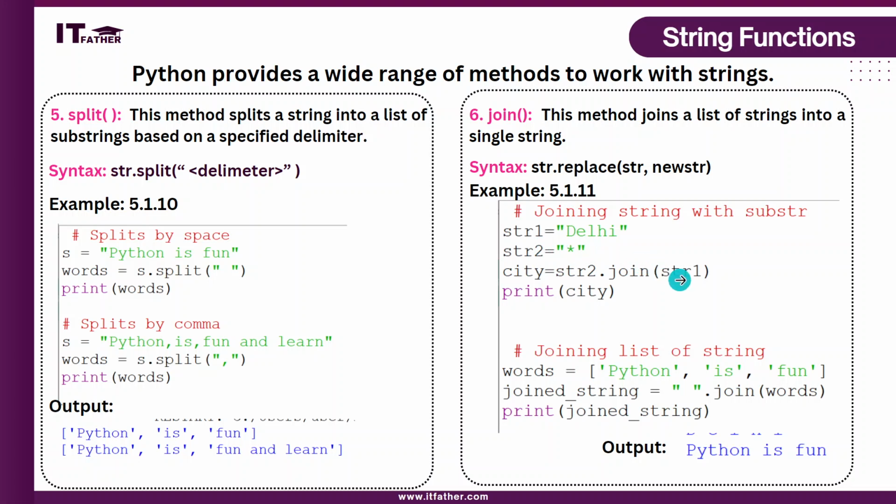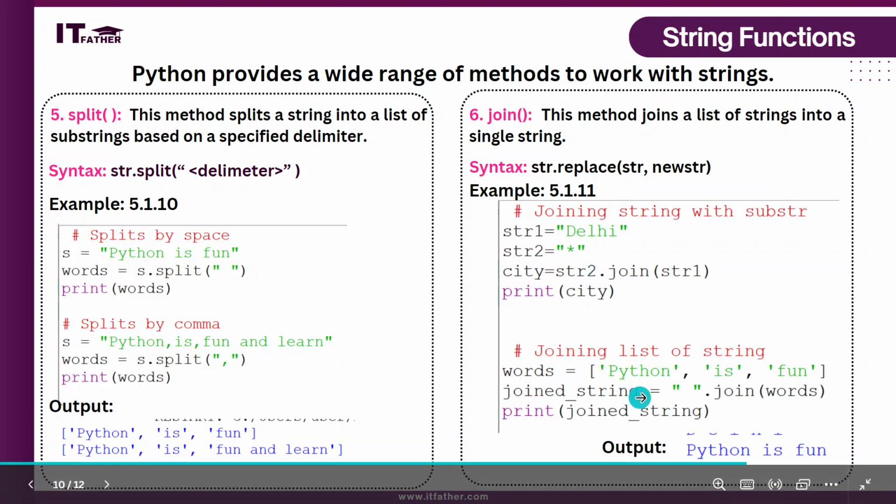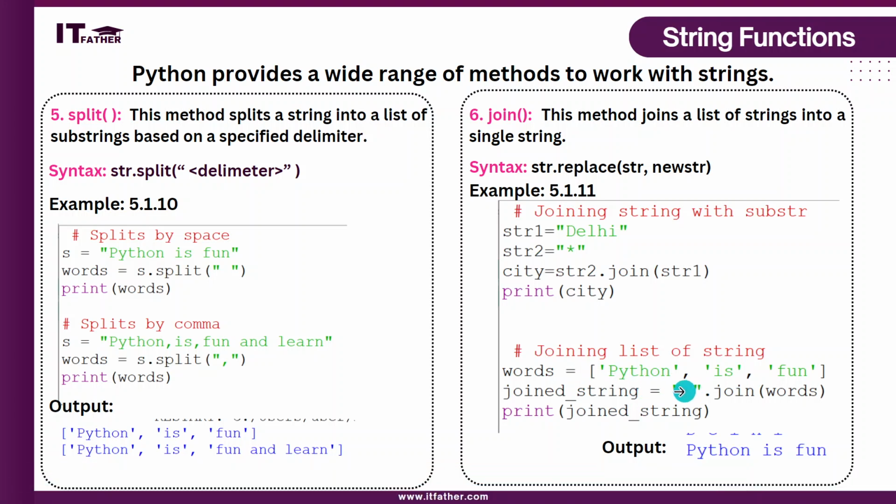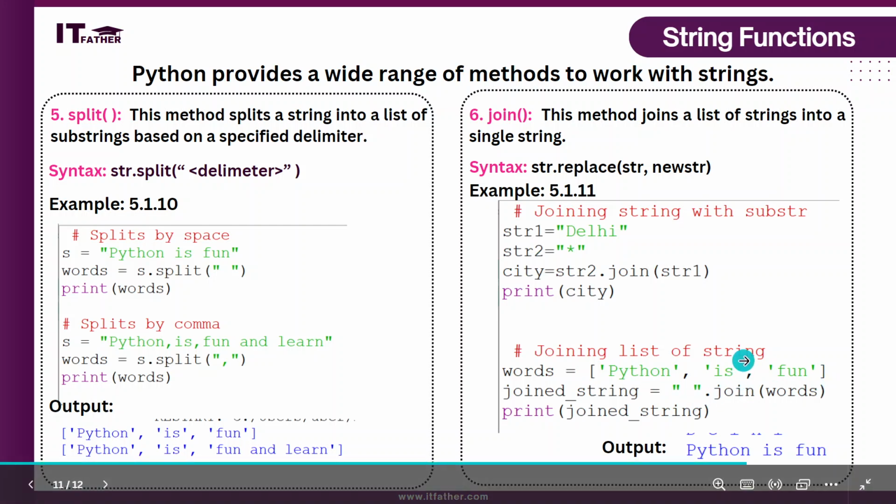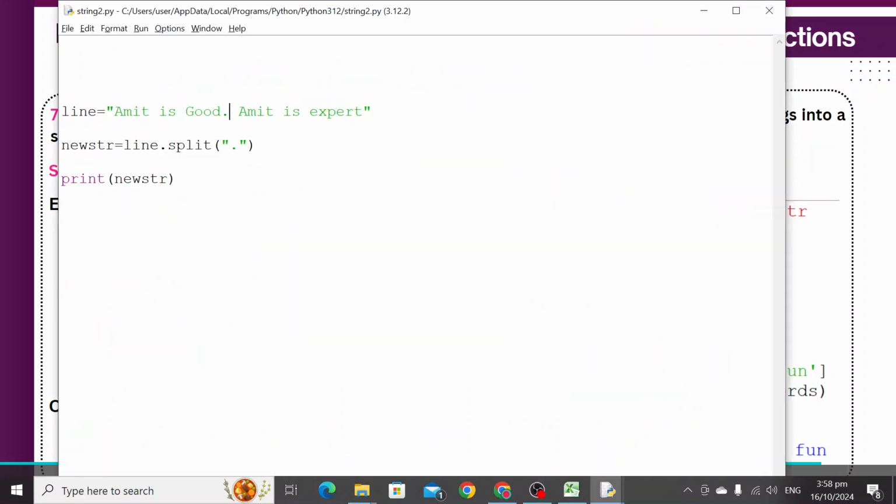Each character of the variable value which is passed inside the join function will be concatenated each time with this character. So this is kind of a multiplication type of thing, right? And if you are joining a list in the same way with this space, then this Python is fun will be joined with the help of a single space. So let us understand with the help of an example.